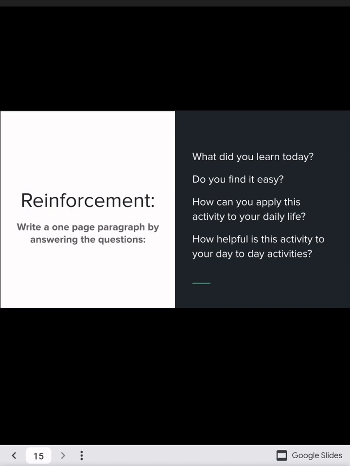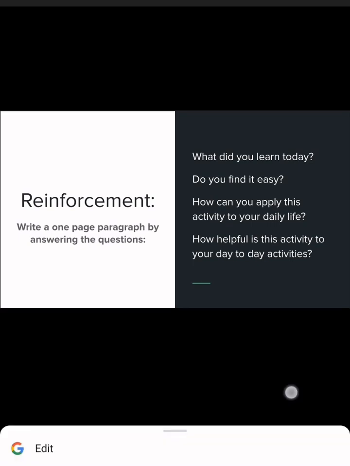Okay, and also for your next exercise, I would need you to make an essay by answering these questions. Just a 1-page paragraph by answering these questions. You also have to submit your work using your Gmail account. So first question, what did you learn today? Do you find it easy? How can you apply this activity to your daily life?